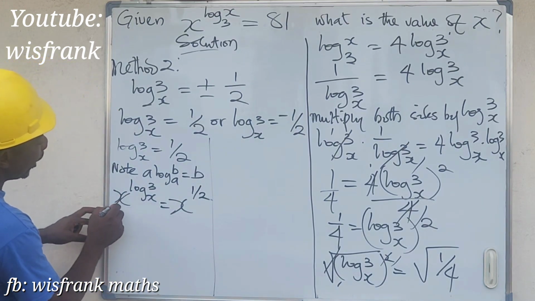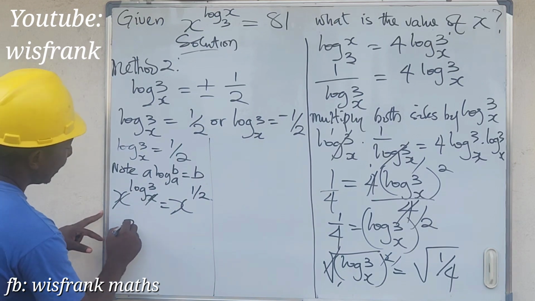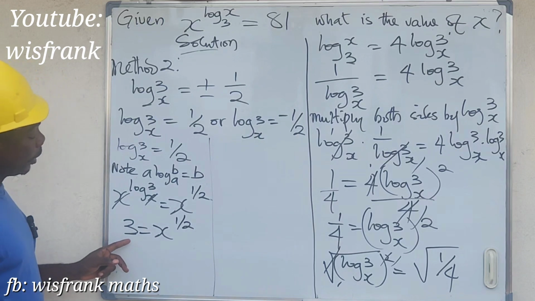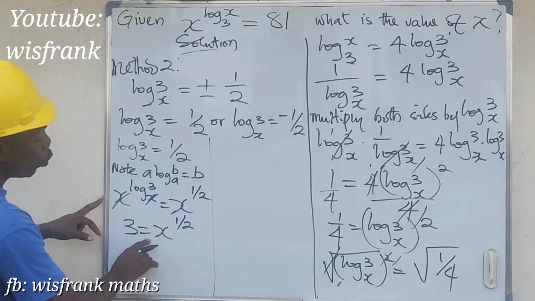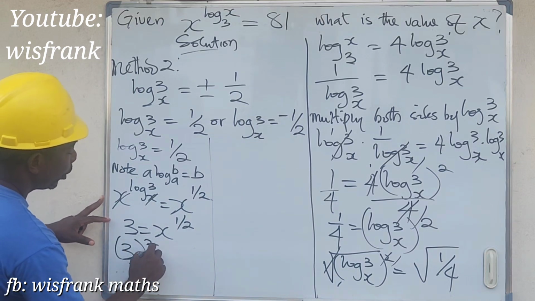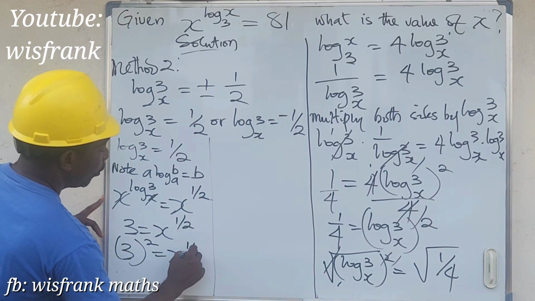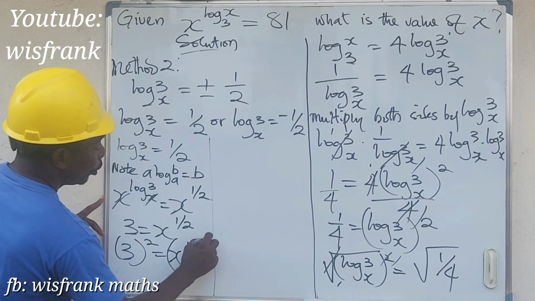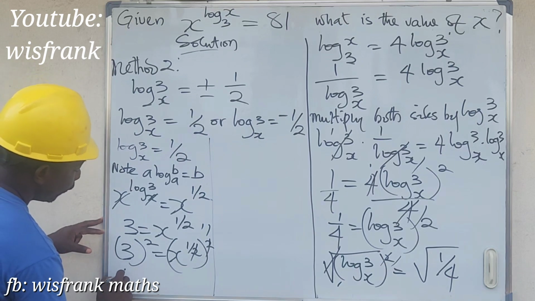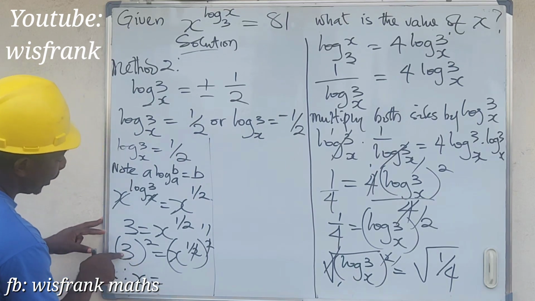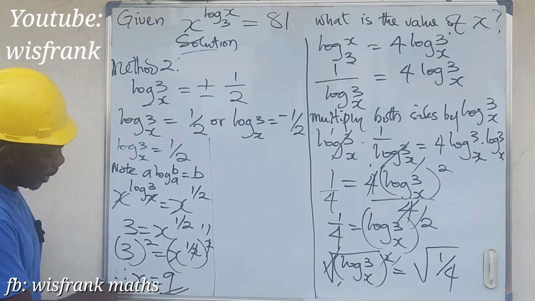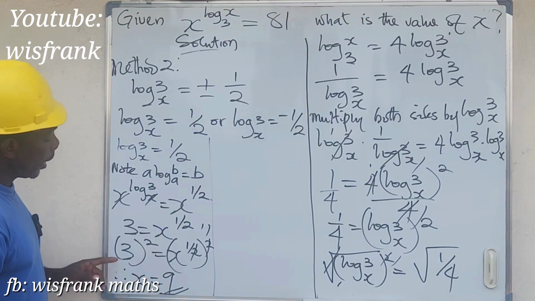So from here, x will cancel here, and we have 3 equals x to the power of 1 all over 2. In this case, to find the value of x, we need to square both sides. So this will become 3 to the power of 2 equals x to the power of 1 all over 2, all to the power of 2. The 2 will cancel here, and therefore x equals 3 to the power of 2, which is 9. So x equals 9 from this evaluation.